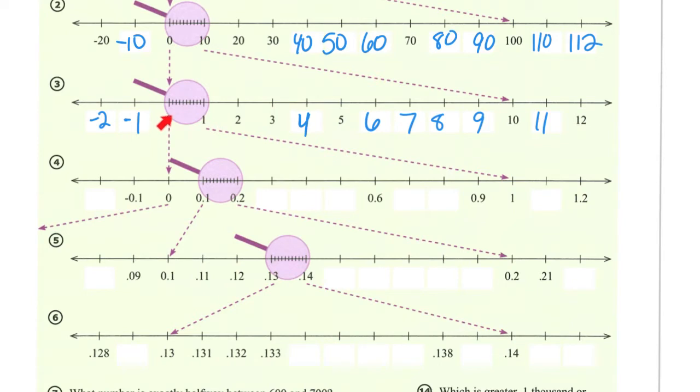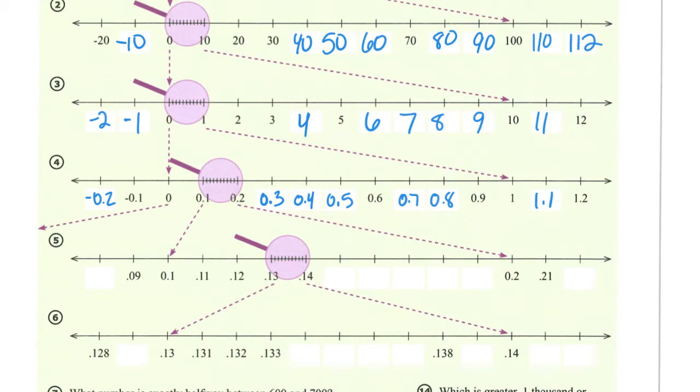Now we're going to zoom in between 0 and 1. So 0 is here and 1 is here. So now you can see that we're going to be using decimals, and we're going by 1/10. So I'm going to fill these in, going by 1/10 on our number line. And now we're going to zoom in between 0.1 and 0.2. So you can see there's 0.1 right here and 0.2 right here.